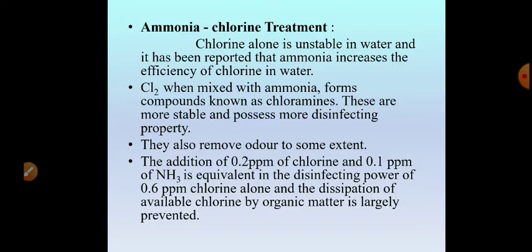The addition of 0.2 ppm of chlorine and 0.1 ppm of ammonia is equivalent to the disinfecting power of 0.6 ppm of chlorine. So chlorine alone has less efficiency as compared to ammonia plus chlorine. And the dissipation of available chlorine by organic matter is also prevented.